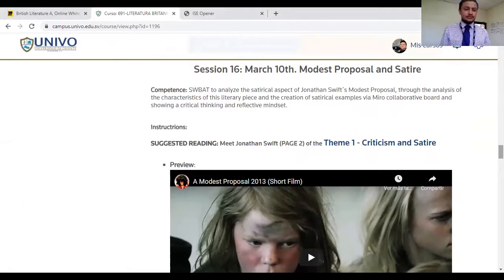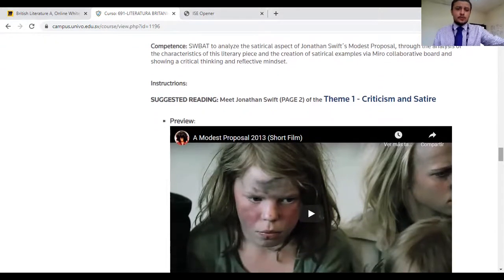We're going to analyze the satirical aspect of this literary piece by Jonathan Swift, A Modest Proposal. We're going to first understand, then comprehend, and then create some elements related to satire, if you're not familiar with it. All right, so what are some of the steps you have to follow?